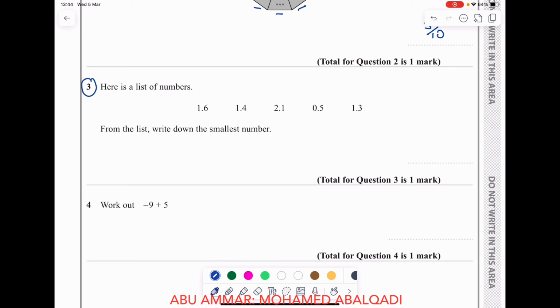Question 3 gives us a list of numbers and asks us from the list write down the smallest number. So we can see from this list the smallest number is 0.5, and this question is very easy.